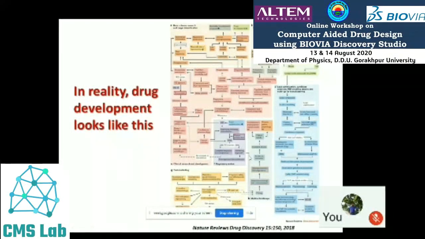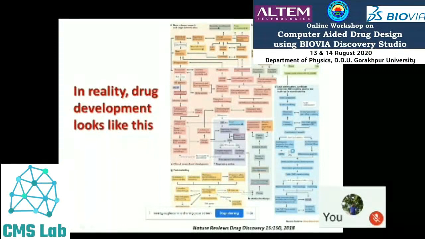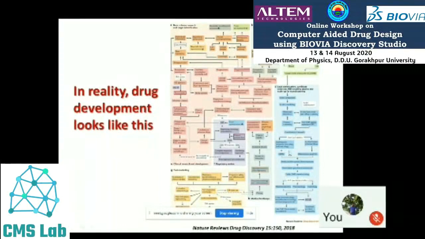In lead identification and optimization, maybe this picture is not very clear, but it involves more in silico modeling, medicinal chemistry, and process chemistry. Then we have to do safety and drug prediction, and the pharmacologists are involved. So there are many, many people involved in the drug development process.